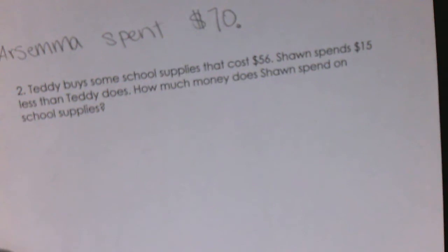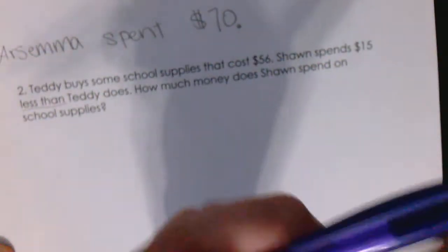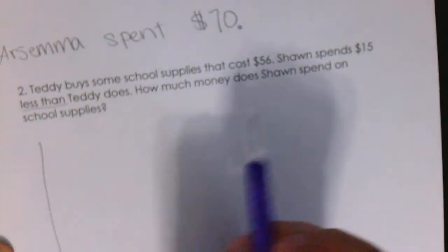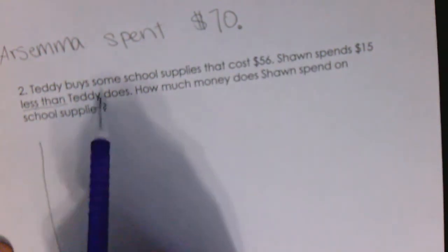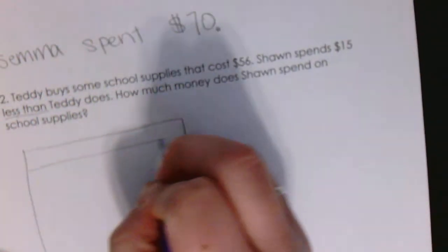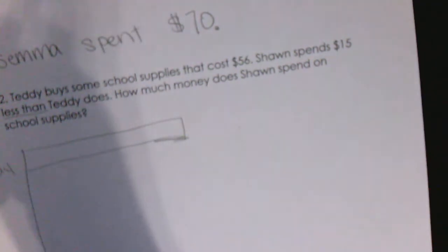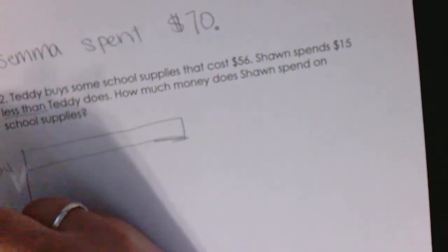Okay, number 2 says Teddy buys some school supplies that cost $56. Sean spends $15 less than Teddy does. How much money does Sean spend on school supplies? And again, we know this is a flagpole bar model because we have the words less than. So we're going to draw our flagpole, and we know that Sean spends less than Teddy does, which means that Teddy's bar is going to be longer than Sean's bar.